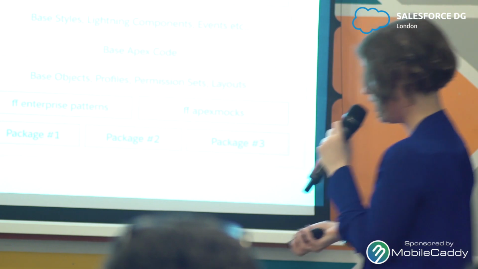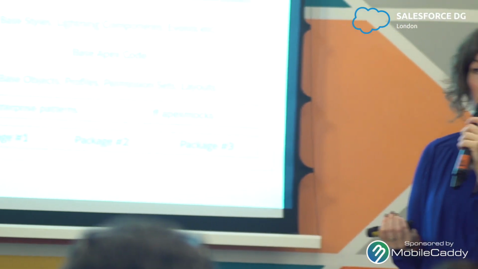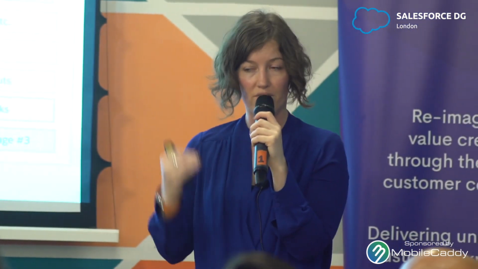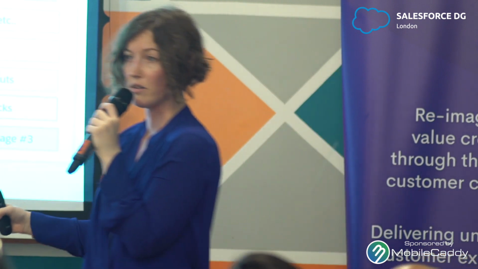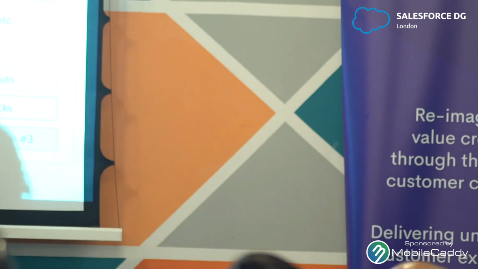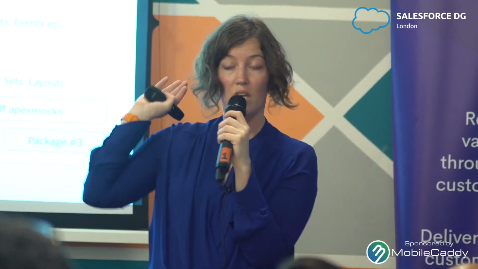Well, my trigger code is probably going to go in a shared base package. My field should go wherever it is we're putting shared object data. And my Lightning Web component that's business unit specific might be in the UI layer for that specific business unit package. So it's much easier to say this is where I check in my changes.